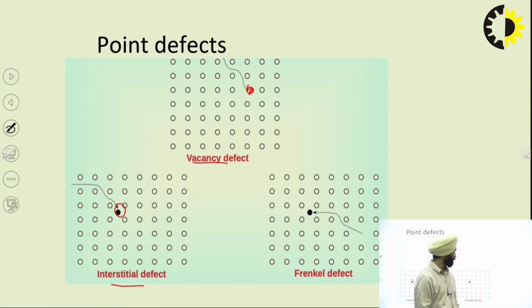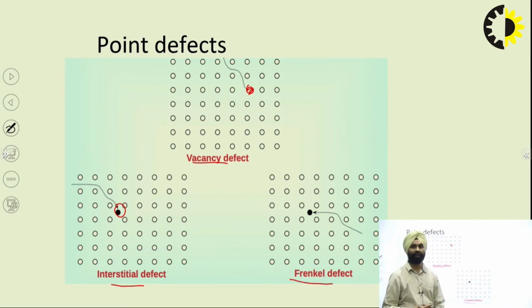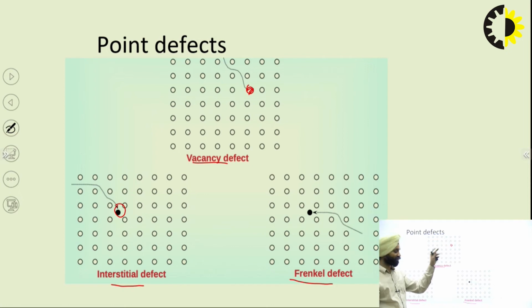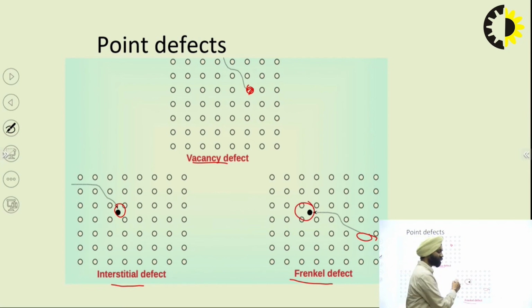Then the next is the Frenkel defect, which is a mixture of the vacancy as well as the interstitial defect, where one atom has left its position and gone to another position. So it creates a vacancy defect as well as an interstitial defect. The same atom in the same lattice has shifted its position from the main position to another position. So this creates two types of defects together. The Frenkel defect is the vacancy defect as well as the interstitial defect.